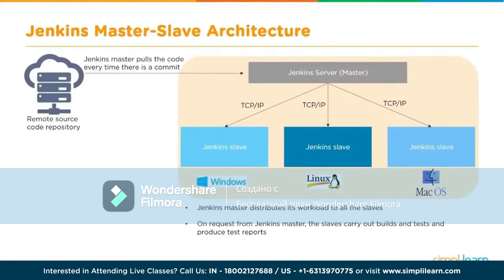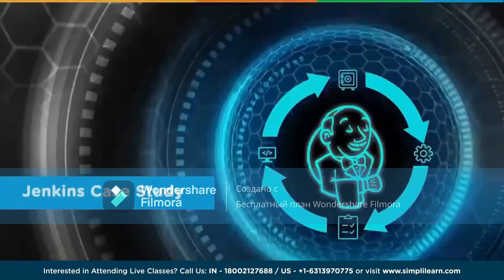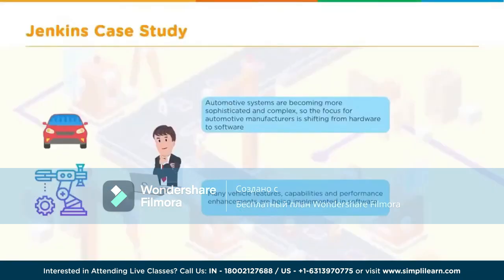So Jenkins slaves can be running the different build versions of the code for different operating systems, and the server master is controlling how each of those builds operate. So let's step into a quick story of a company that has used Jenkins very successfully. So here's a use case scenario.